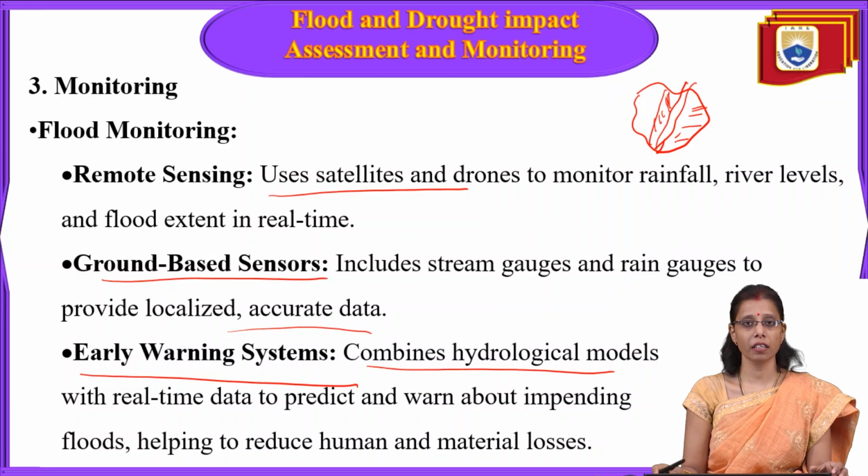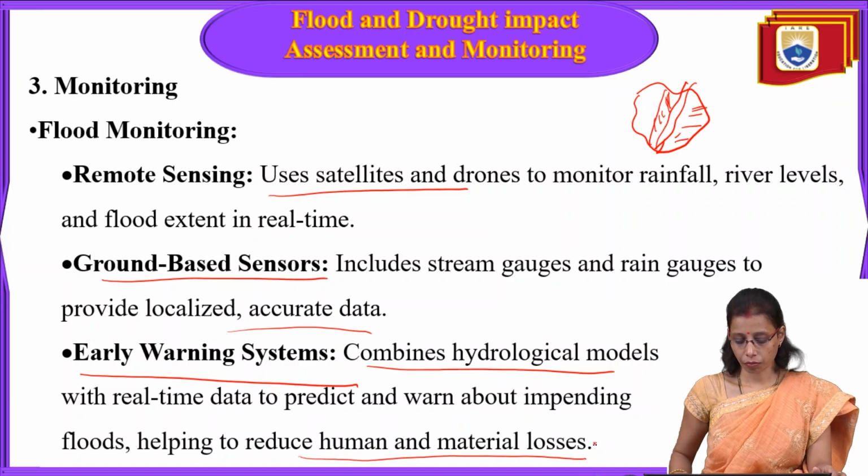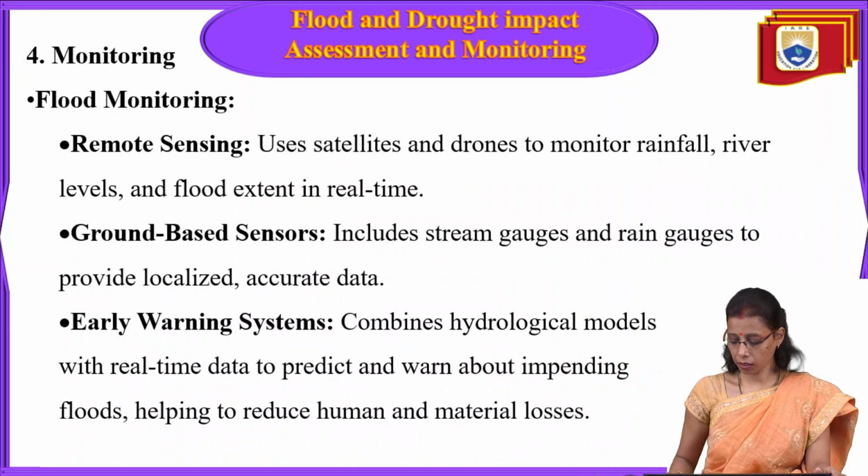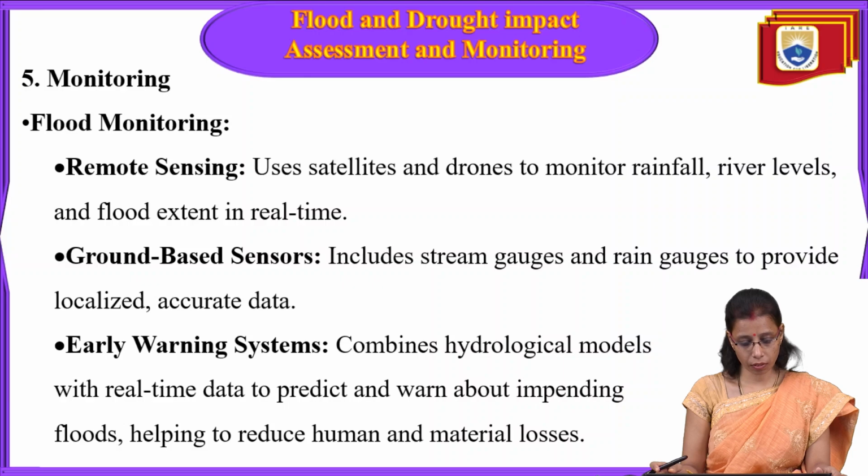So the MD department will be giving predictions beforehand to avoid losses. We can take precautions based on this early warning system while monitoring conditions. If you monitor continuously, it will warn us about the impending flood and help reduce human and material losses. Now, how can we go about flood monitoring? Flood monitoring uses satellites, drones, and early warning systems.